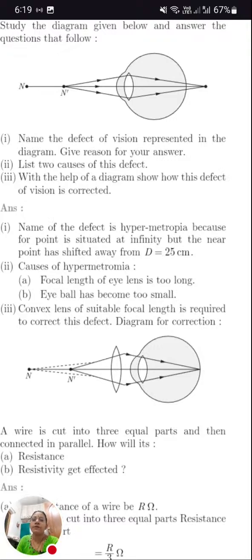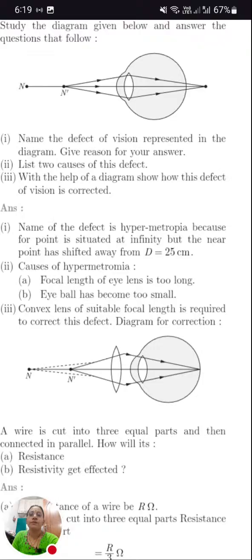Name the defect of vision represented in the diagram. Here the defect is hypermetropia, where the image is formed behind the retina. Give a reason for your answer. The defect is hypermetropia because the far point is situated at infinity, but the near point has shifted away from the normal near point of 25 centimeter. The cause is elongation of the focal length, or the eyeball becoming too small.